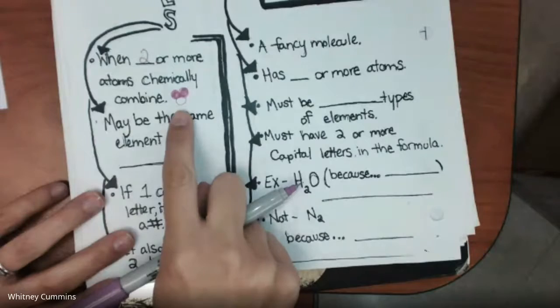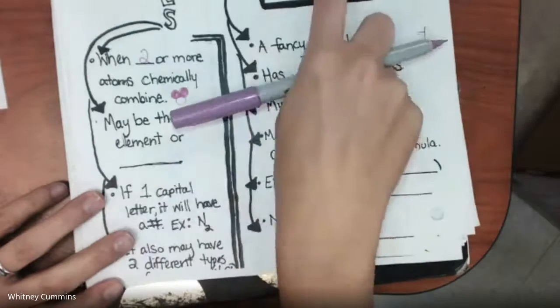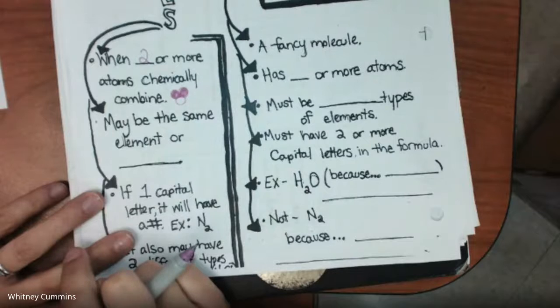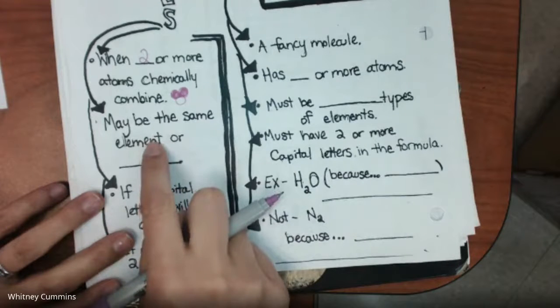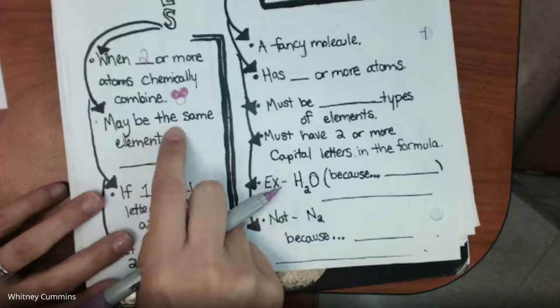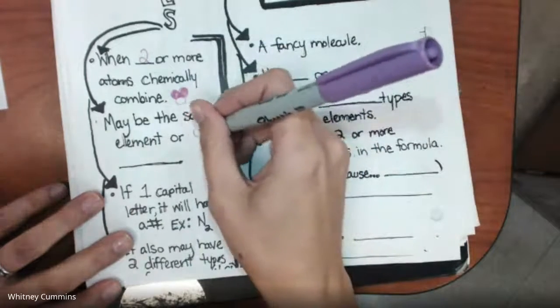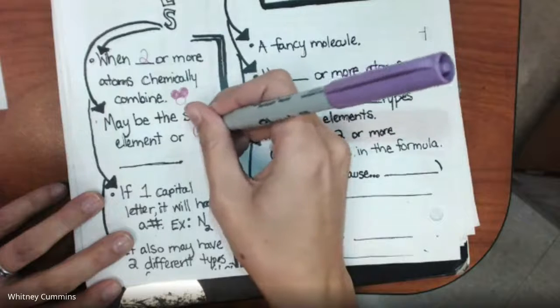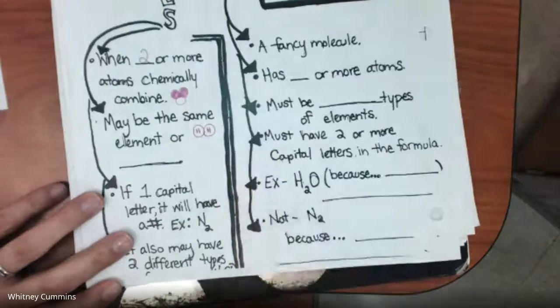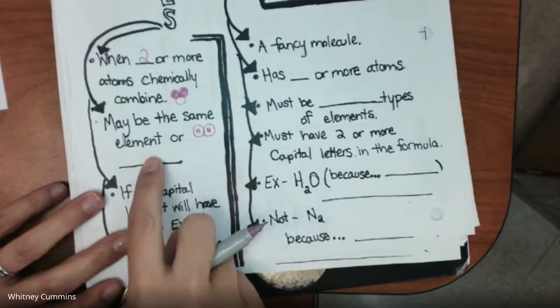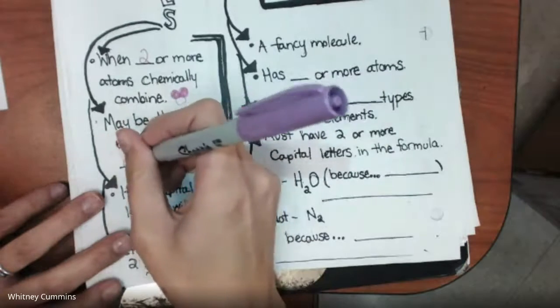Remember, atoms or elements only have one. If it has more than one, we call it a molecule. Now this is where it gets a little bit tricky, because they can be the same type of element. So I could have a helium and a helium stuck together. This would be considered a molecule, or they can be different.